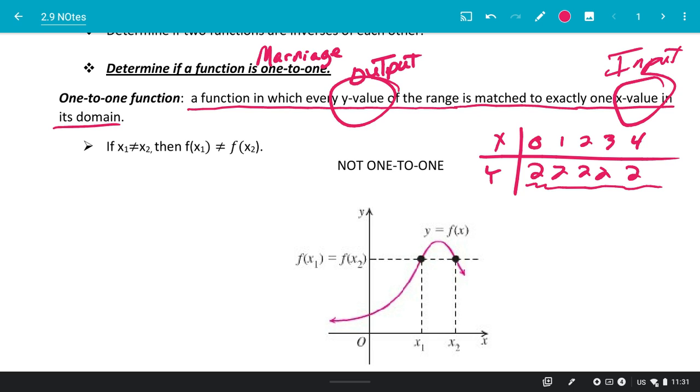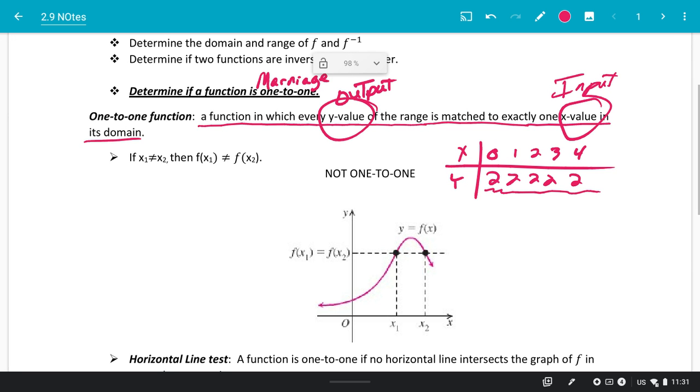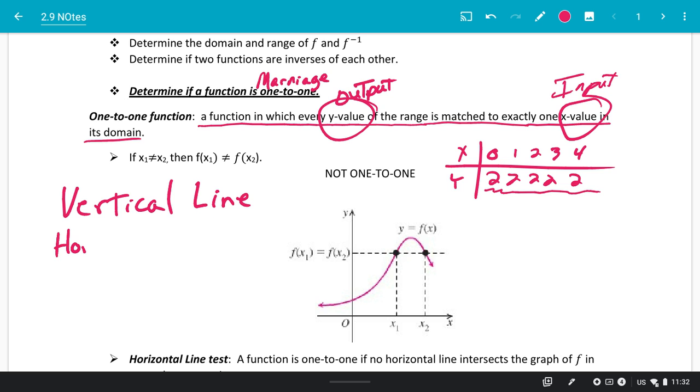Okay? Now, if you're looking at a table or an equation, basically you can't have any repeated outputs at all. Okay? The other thing that works on this 1-to-1 is, you know how we used a vertical line test to determine if something was a function? We now have a horizontal line test. The horizontal line test works exactly the same as the vertical, except that it's horizontal. And this tells us whether our function is 1-to-1.